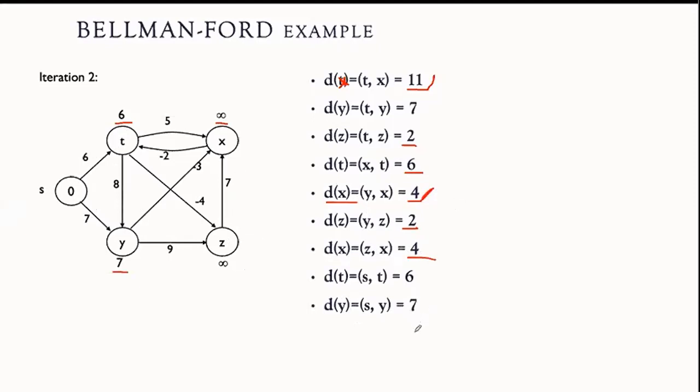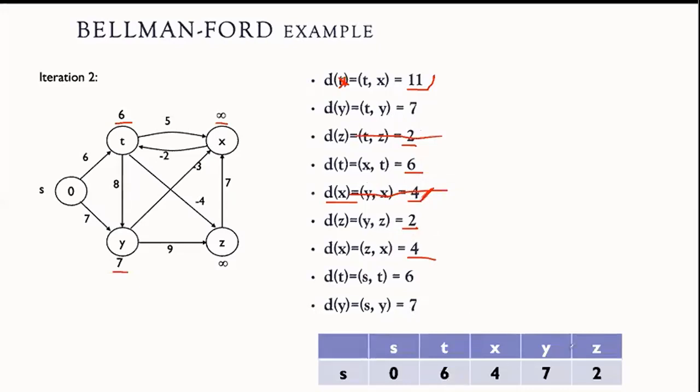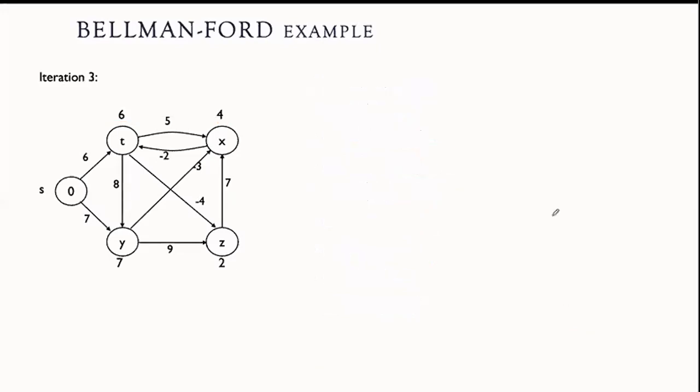So in the table, you just see distance of x 3 times we have calculated, but this is the least distance. So we'll write this in the table. Okay, 4. Next, distance of z is 2. So that will update in the table. Distance of x is 4. Distance of z is 2. This is after iteration 2. Next, we shall go one more iteration. Third iteration. Distance of x. Okay, no update here.